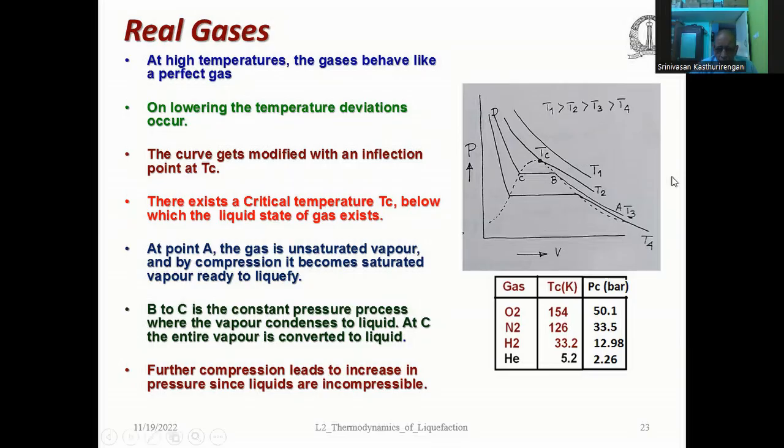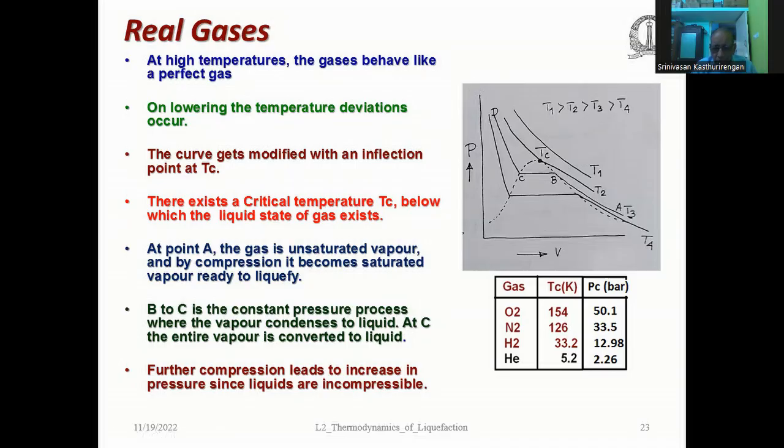So at a point A, if you consider gas at point A, it is a saturated vapor, and by compression, it becomes a saturated vapor and ready to liquefy at the point B. And then B to C is a constant pressure process where the vapor continuously condenses and becomes a liquid. And then once at point C, it entirely becomes a liquid. And further compression leads to only a sharp rise in the pressure of the liquid because liquid becomes incompressible.